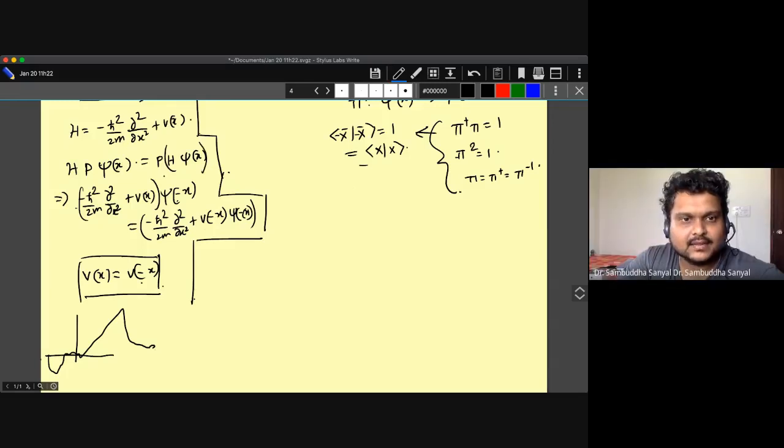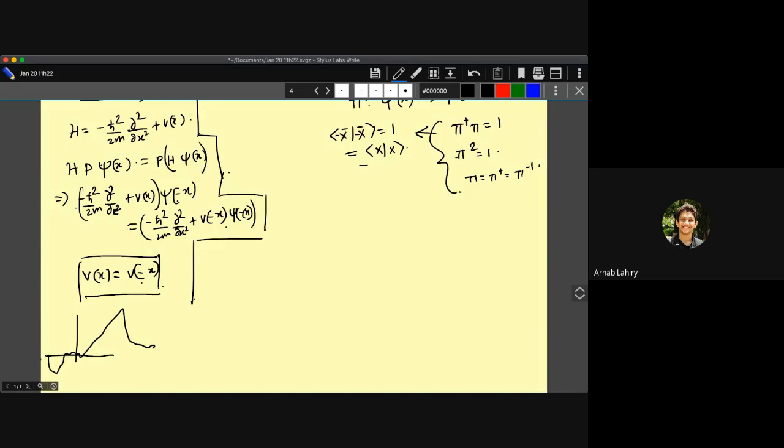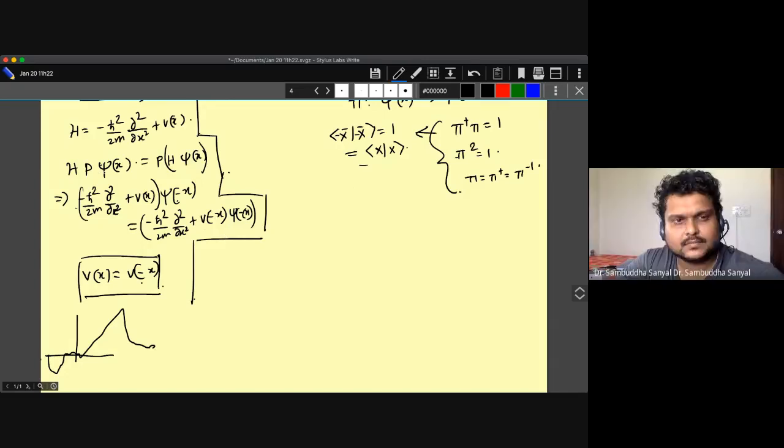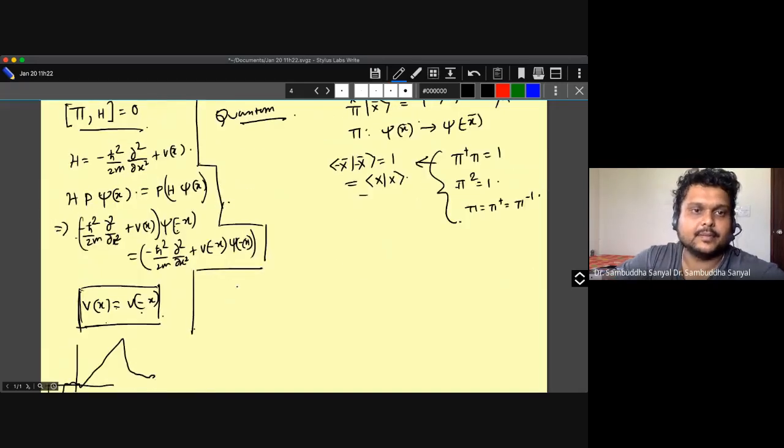H only acts on psi, but P acts on both H and psi. Yes. And in H P psi(x), the P will act only on psi(x). Yeah, because P is acting on psi(x). Okay. It is flipping this sign, then H has nothing to do with that flipping sign. Yeah, you are right. So this has to be this. So only if the wave function is parity even, then only this commutes with the Hamiltonian.